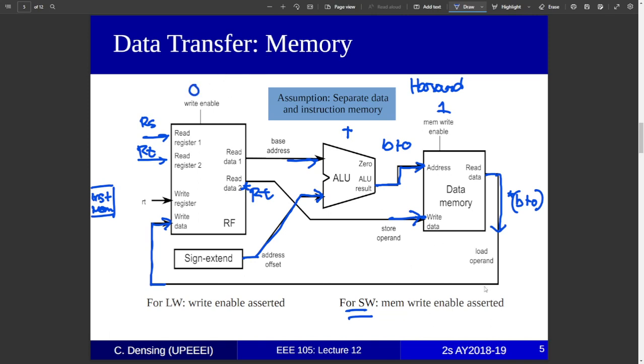So for load word, we put 1 as the write enable, but nothing else changes. For store word, we put 1 as the memWrite enable, but nothing else changes. Of course, the other write enable will be 0. So if this is 1, this is 0. If this is 1, this is 0.